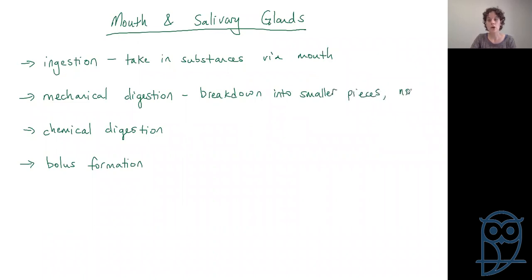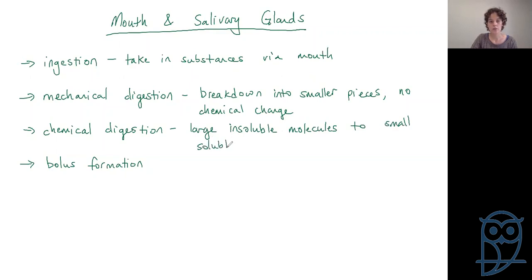But there is no chemical change. So you take a bite of an apple and you chew that apple into smaller bits, but it's still bits of apple. Okay, it hasn't changed chemically into anything else. When it changes chemically, funnily enough, it's chemical digestion. So here we're going from large insoluble molecules to small soluble molecules.